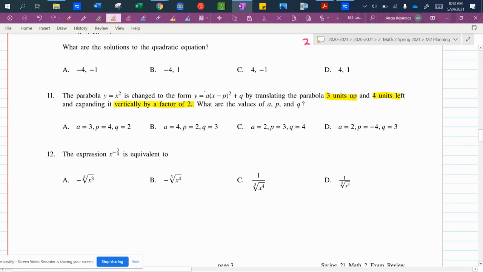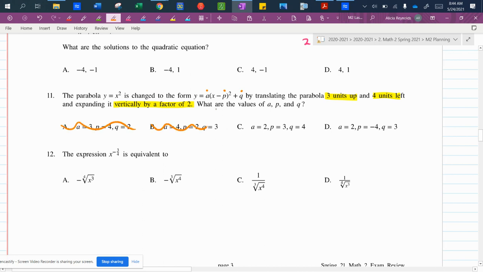So if we're thinking about a, p, and q, do we think a is when we go up, left, or stretch? Which one does a control? The stretch. So that's going to be a equals, if it's stretching by a factor of, then a equals. So what answers can we rule out?